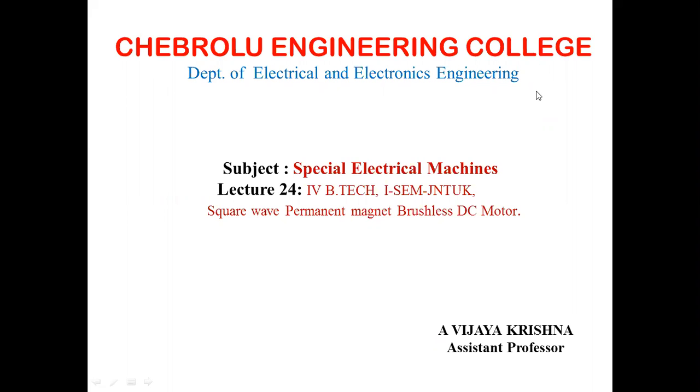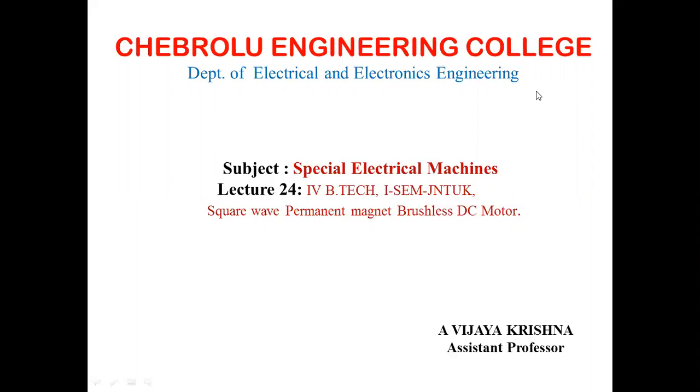Today in special electrical machines, the important unit is square wave permanent magnet brushless DC motors. We know the normal DC motor, and we also observed permanent magnet DC motors, brushed and brushless. Once again we remind ourselves about the DC motor, brushless and with-brush motors, and permanent magnet or without permanent magnet motors. And we will also look at the square wave now.